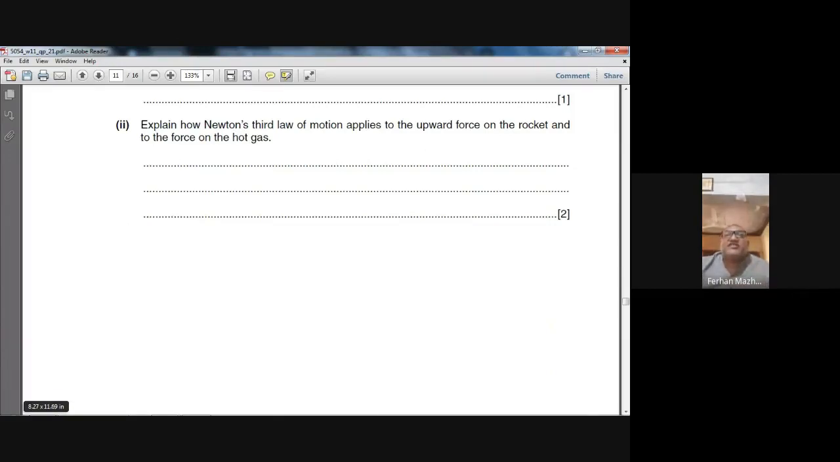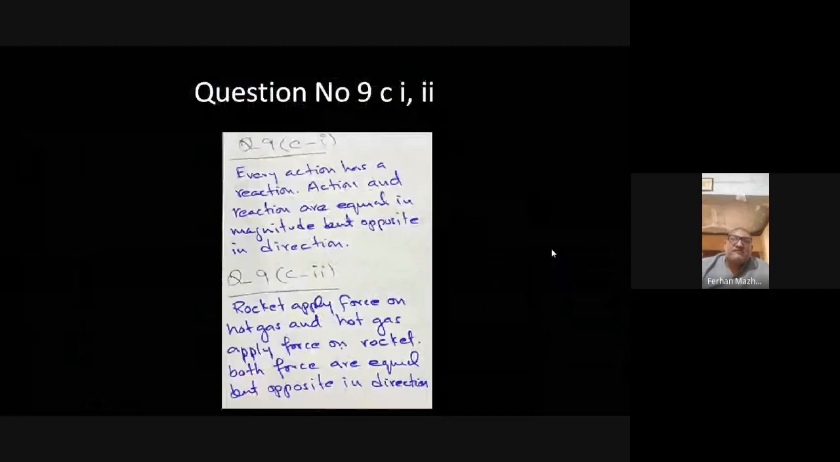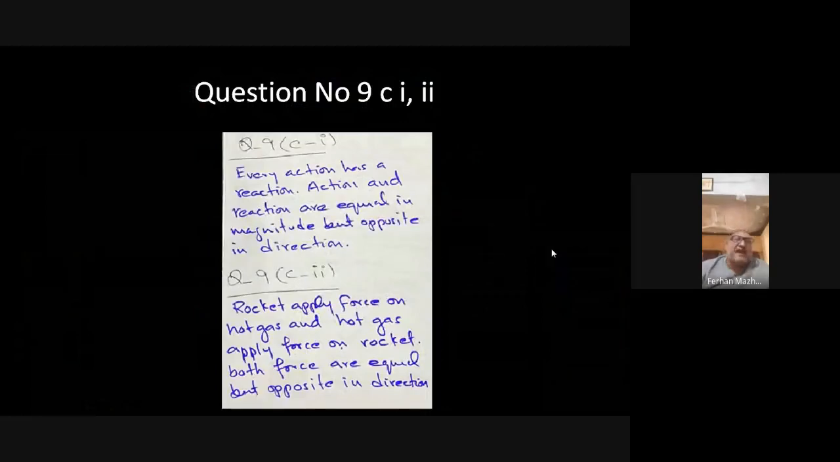I've written this answer as well. On your screen, I think it's showing. Rocket applies force on hot gas and hot gas applies force on rocket. Both forces are equal but opposite in direction. Their magnitude is equal, but they are acting in opposite directions. Plus, they are acting on different bodies. One force is acting on the gas, and the other force is acting on the rocket.